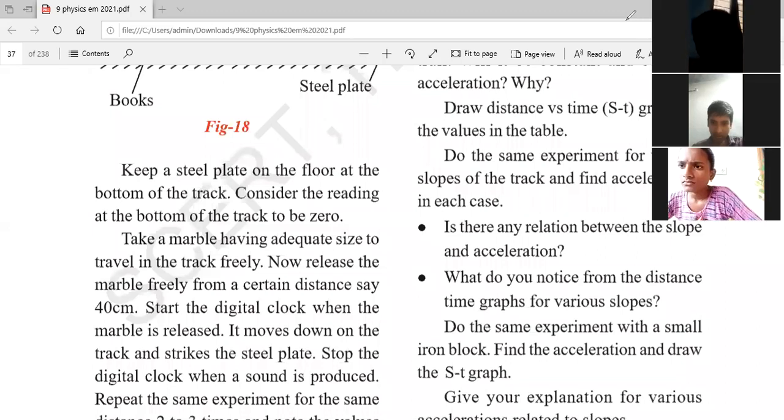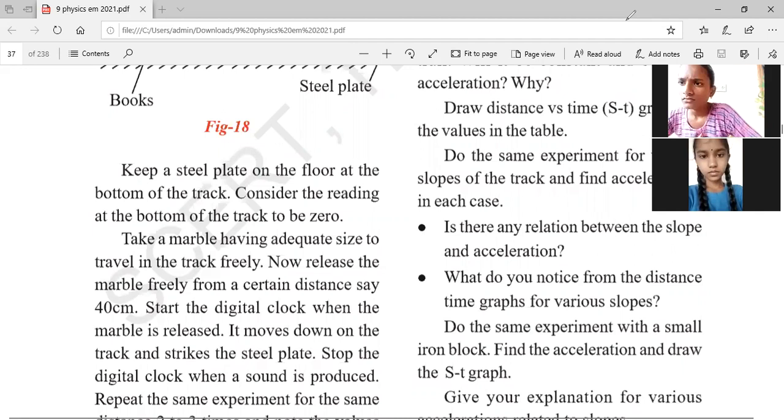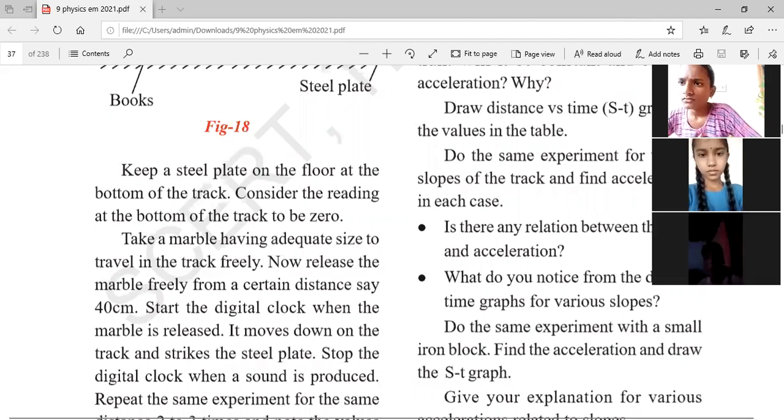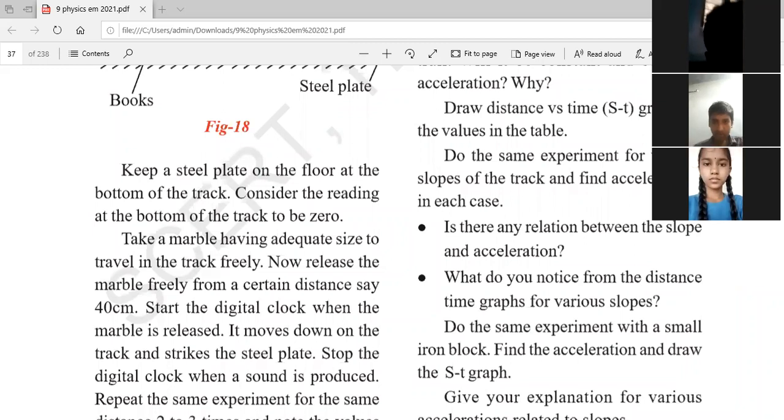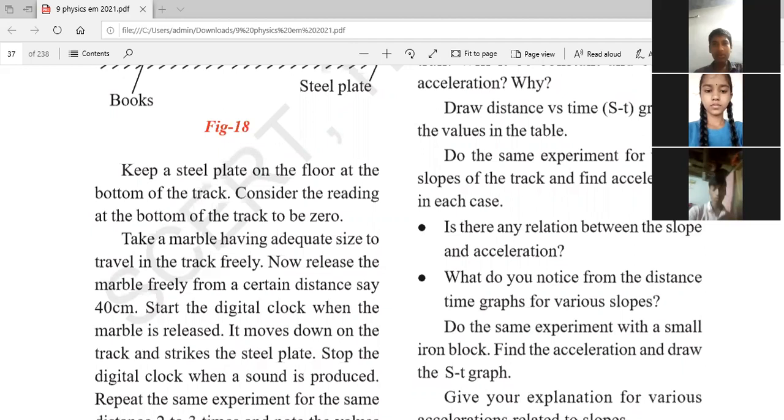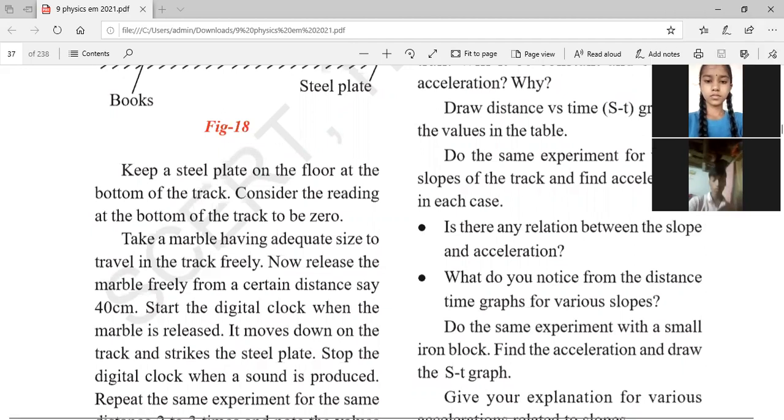Jashwant, start your video. And Sharanya, Suresh. Sharanya, start your video. Suresh, you also start your video.